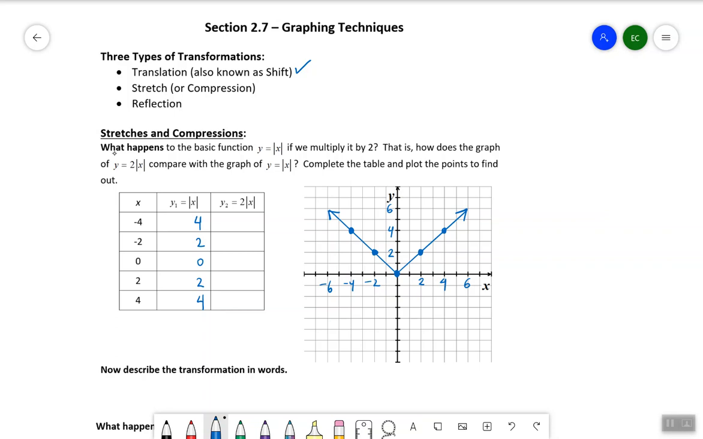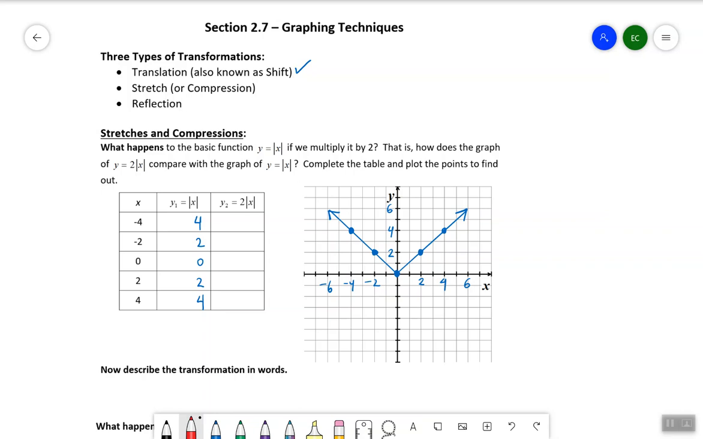The question says, what happens to the basic function of y equals absolute value of x if we multiply it by 2? How does the graph of 2 times the absolute value of x compare with the graph of y equals absolute value of x? And so we can make a table and plot points to figure that out. In order to save a little time, I've already completed the table and the graph for the basic function. And so then we can just come back and work on the new function.